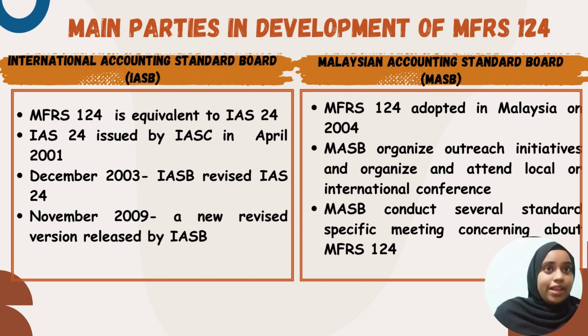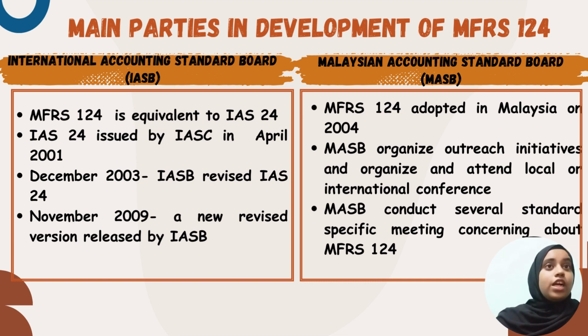In 2009, a revised version of IAS 24 was released by the International Accounting Standard Board again, which makes it easier for the government-related entities to disclose their information and defines what a related party is, and the standard was effective from January 2011.